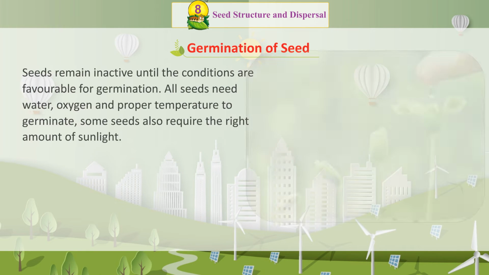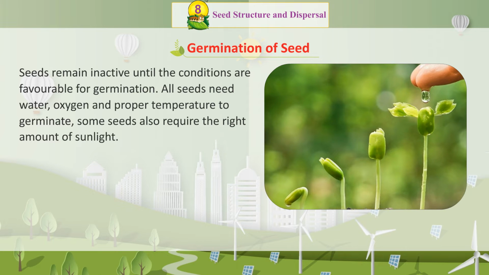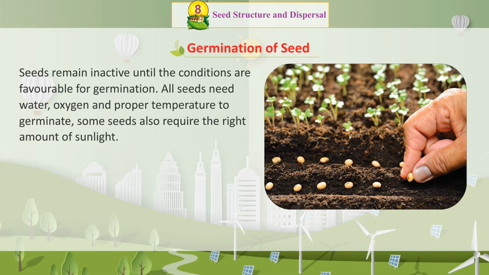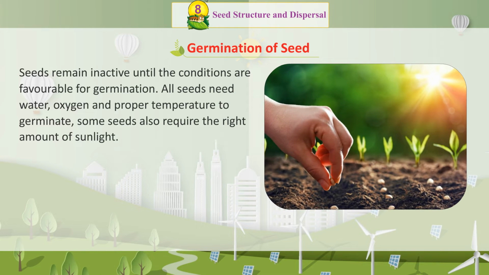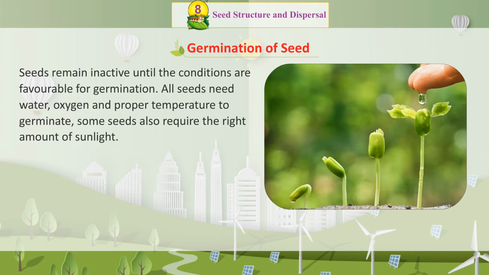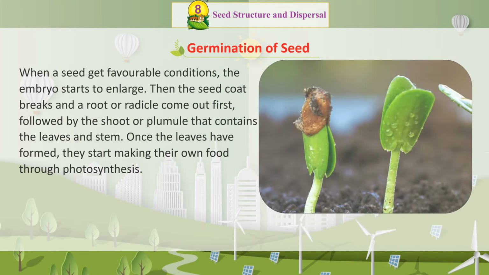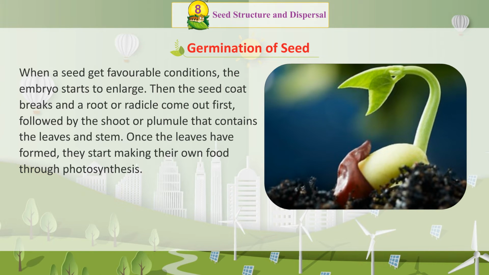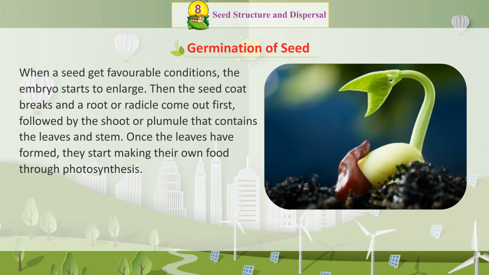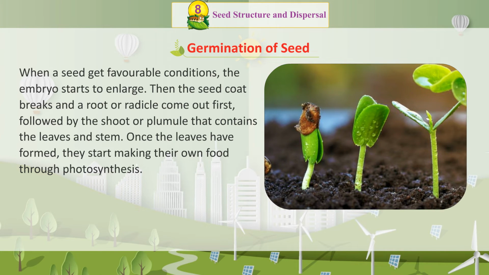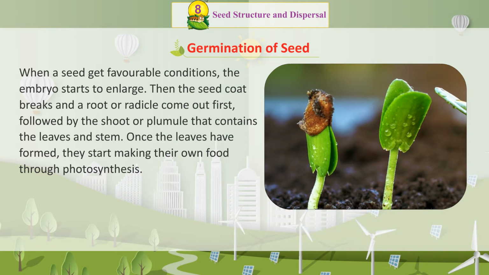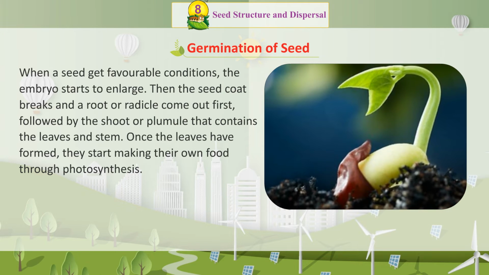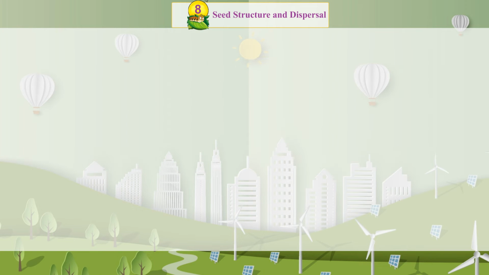Germination of seed. Seeds remain inactive until the conditions are favorable for germination. All seeds need water, oxygen, and proper temperature to germinate. Some seeds also require the right amount of sunlight. When a seed gets favorable conditions, the embryo starts to enlarge. Then the seed coat breaks and a root or radicle comes out first, followed by the shoot or plumule that consists of the leaves and stem. Once the leaves have formed, they start making their own food through photosynthesis.